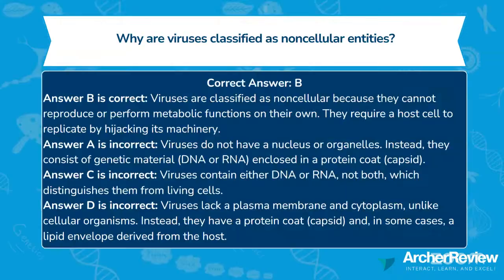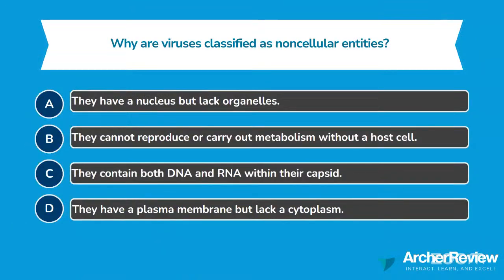All right, our correct answer is B. Let's take a look. They cannot reproduce or carry out metabolism without a host cell. That's our correct answer. So now let's take a look at the others. They have a nucleus but lack organelles. No, remember that I said they're actually like this creepy thing because some of them don't even have DNA. They have RNA only.